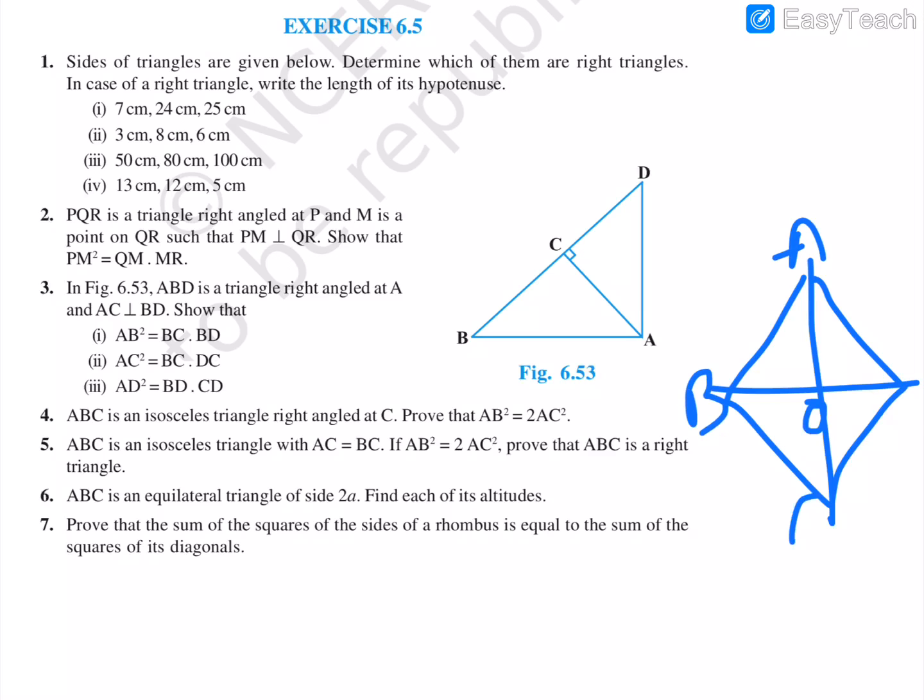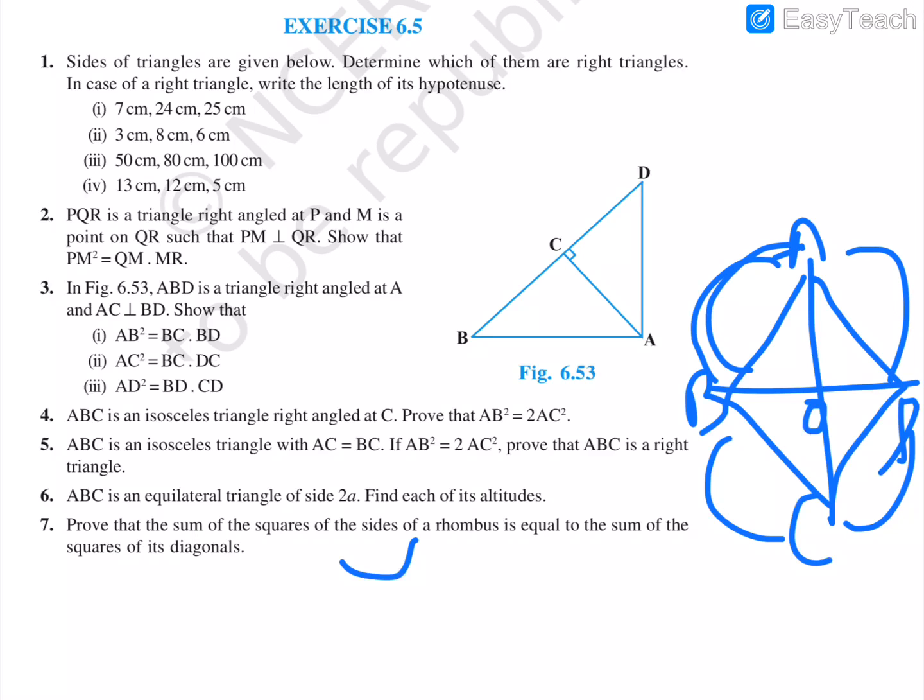So ABCD, sum of squares of sides, that is AB square plus BC square plus CD square plus AD square. So AB square will be OB square plus OA square, BC square will be OB square plus OC square. Similarly CD square is OC square plus OD square. Similarly AD square is OA square plus OD square. If you add all these things, sum of squares of sides is equal to sum of squares of its diagonals. It will automatically come. You try it once. If you don't get it, we will do it in the next video. That's all.